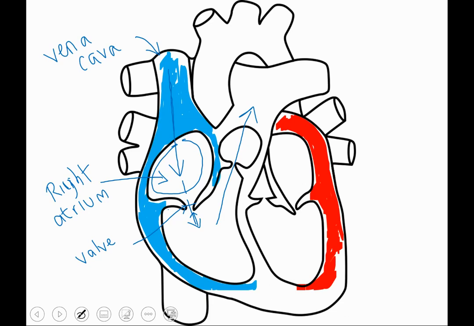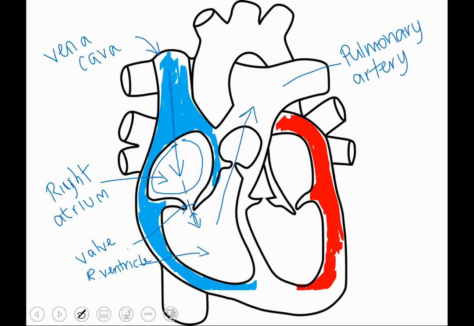So once it's passed through that valve, it ends up down here, which is still the right, but this chamber is called a ventricle. And then when the ventricle contracts, it will push blood out of the heart, and this one splits off. But this is the pulmonary artery. It's called pulmonary because pulmonary means lungs, and artery because it takes blood out of the heart. Artery takes blood away from the heart.